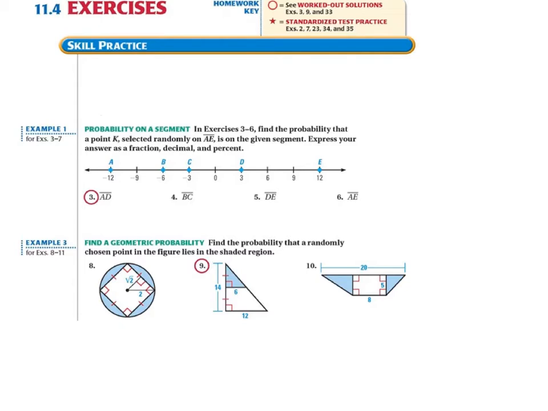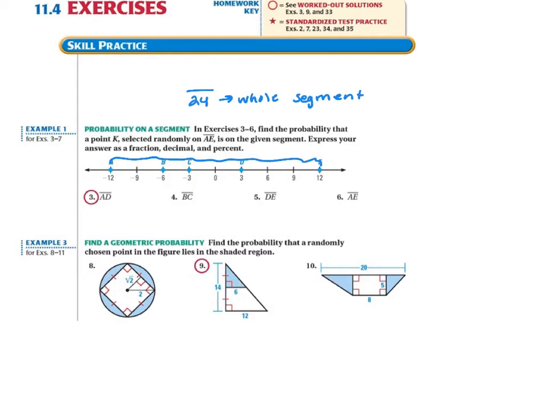So the very first thing you have to do, because you'll need it for all of them, is figure out what AE is. So from 12 to negative 12, that's 24. So the length of the whole line, or whole segment, is 24. So then we want to take each of the ones that they asked for and put it over 24.